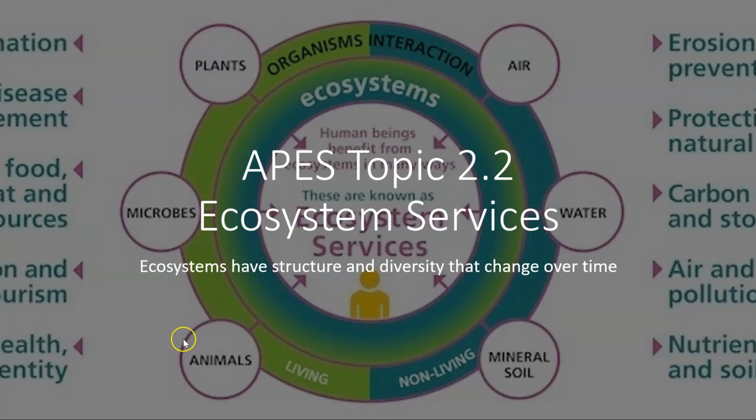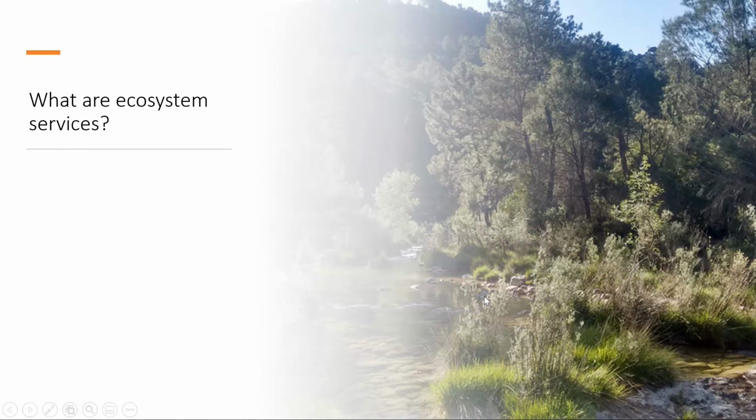Well, hello and welcome back. We're going to discuss topic 2.2 from the College Board topic list, and that is ecosystem services. Keeping in mind our enduring understanding, what we want to be focusing on in all of Unit 2, is that ecosystems have structure and diversity that do change over time due to both natural inputs and anthropogenic inputs.